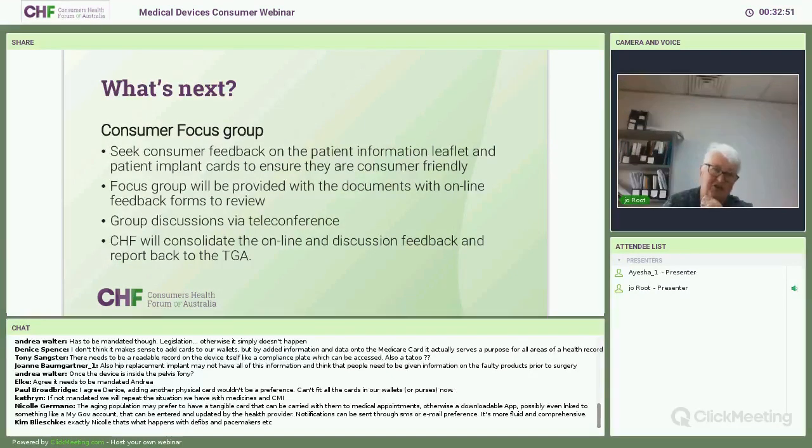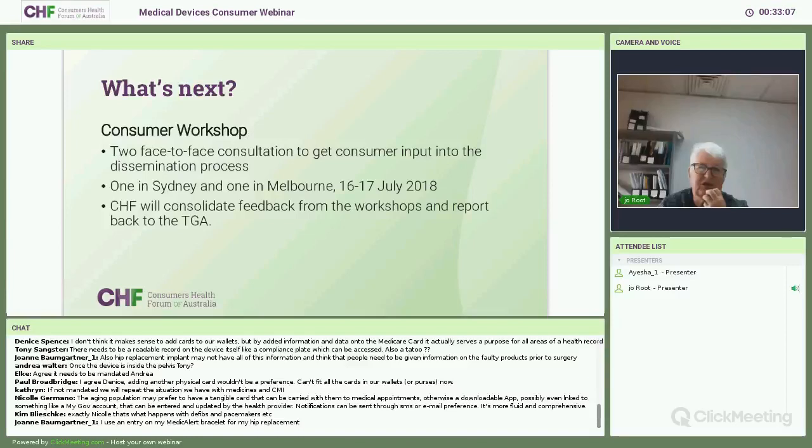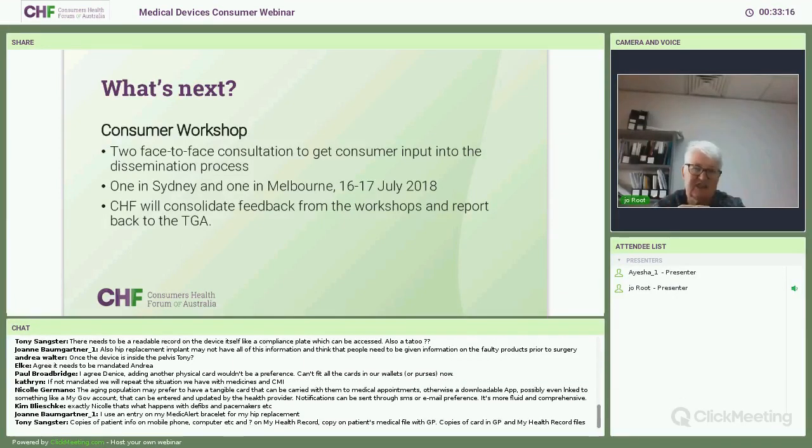So going back to the focus groups, we've put out the call for the consumer focus group already, and I know many people have responded. We've drafted up a leaflet. We're hoping that will go out fairly soon. We'll have a couple of weeks for people to get input back, and then we'd be looking for, as you can see, the consumer workshops, one in Sydney and one in Melbourne, 16th to 17th of July. We do have the capacity to provide financial support for people who don't live in those 2 cities to attend.